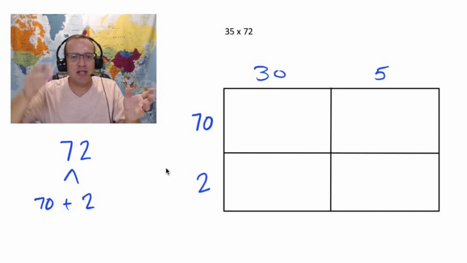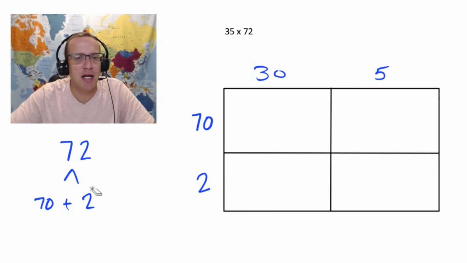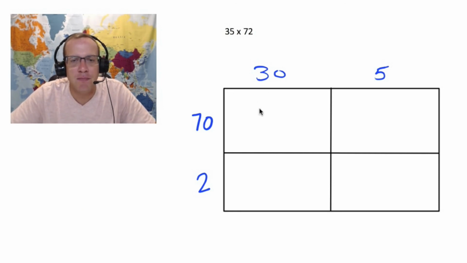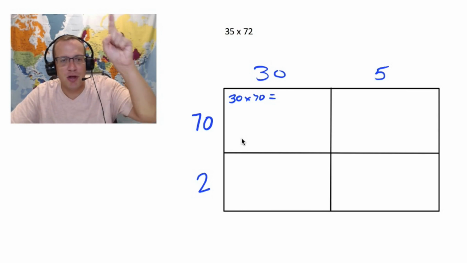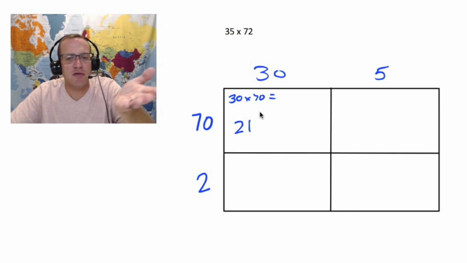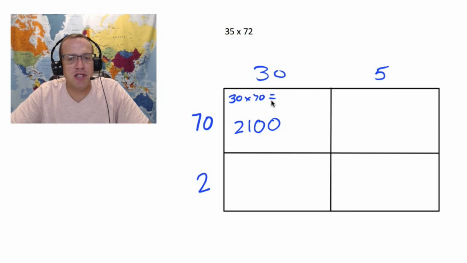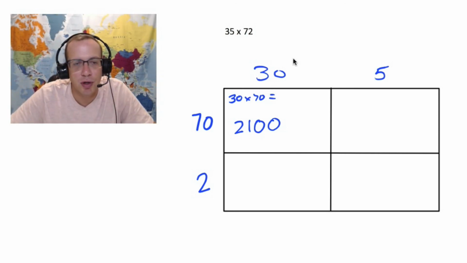So what we're going to do with this is multiply into each little box, and then add everything up in the end. So let's go ahead and check that out. Our first box is going to be our 30 right here times the 70. Now this is pretty easy because all we have to do is multiply the 3 times the 7, and we get 21. And then we just add in the number of zeros, 2 zeros. So in this box, 30 times 70 equals 2,100.